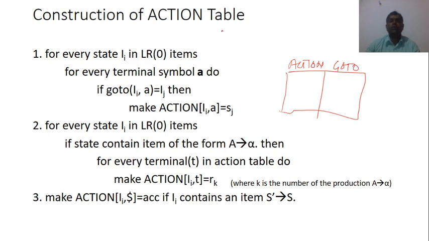For construction of action table, these are the rules. You can see these rules. For every state Ii in LR0 items, for every terminal symbol a, if goto(Ii, a) equals Ij, then make action[Ii, a] equal to Sj, where S stands for shift.